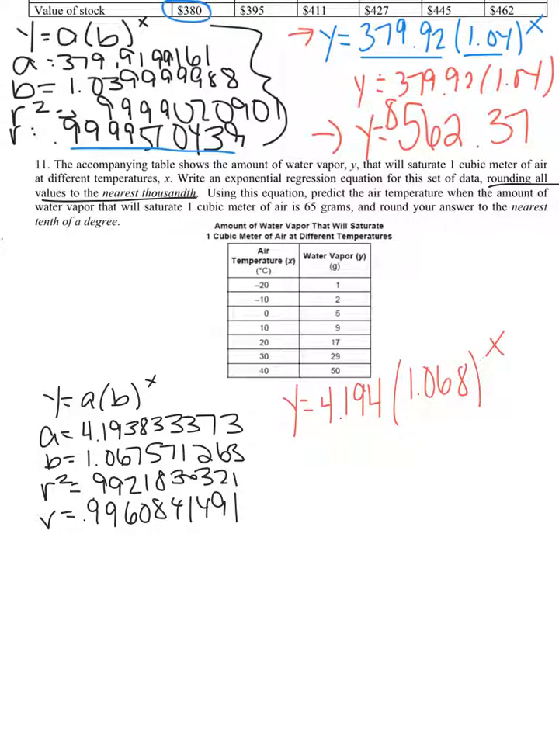The second part, using this equation, predict the air temperature. So predict x, or solve for x, when the amount of water vapor that will saturate 1 cubic meter of air is 65 grams. So when y is 65, what is x? Is basically what this is saying. So when y is 65, what is x?